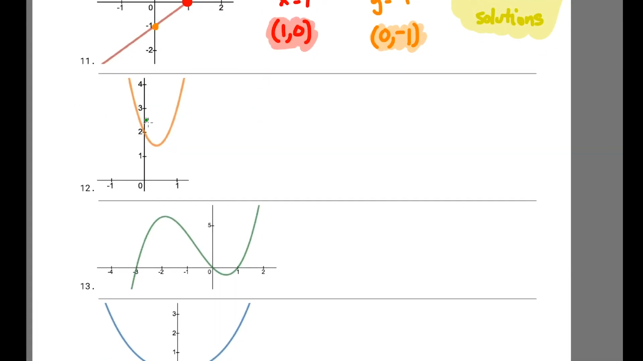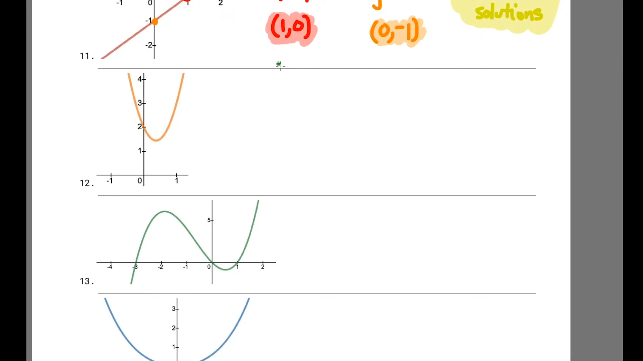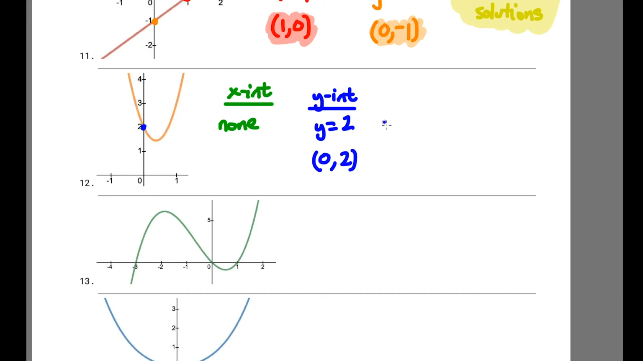All right, this next one is quadratic, and we're going to look for the x-intercepts for this. If you notice, it does not have any x-intercepts, so I'm just going to write none. There are no x-intercepts. The y-intercept, there is one right here at y equals 2. And if you wanted to, you can write it as coordinate 0, 2. It does not matter. I would accept either of those for the y-intercepts.